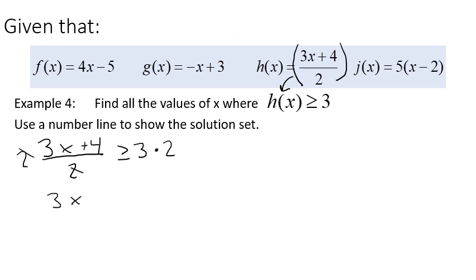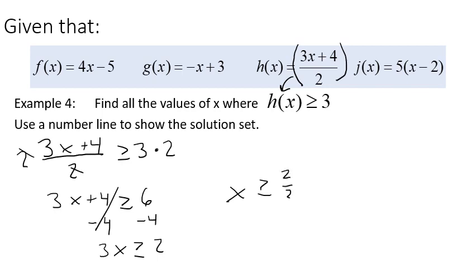I've got 3x plus 4 is greater than or equal to 6. Solving for x, I've got 3x is greater than or equal to 2. So x is greater than or equal to 2/3. I know it's a fraction, but we can still find its approximation on a number line. 0, 1, 2, negative 1, negative 2.